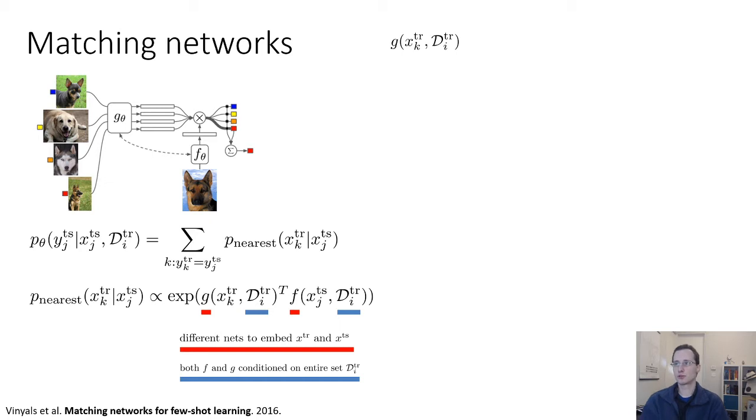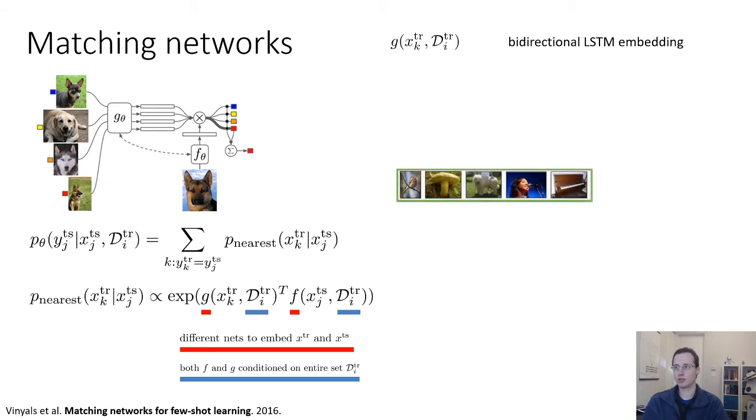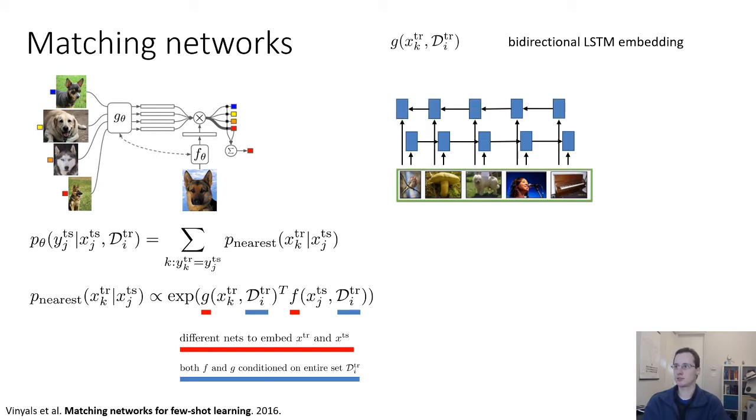Okay, so this requires us to select an architecture for G and F that can embed the corresponding XTrain K and XTest J while also taking into account the entire training set. So the particular choice that this paper makes for G is to use a bidirectional LSTM. It's a little bit complicated, I think, maybe somewhat needlessly complicated, but here's how it works. You take your training set and you run a forward LSTM. So you pick some ordering and you run that LSTM forward. You also have another LSTM that you run backward, a lot like how we did with Elmo. So these are just two separate LSTMs, a forward LSTM and a backward LSTM.